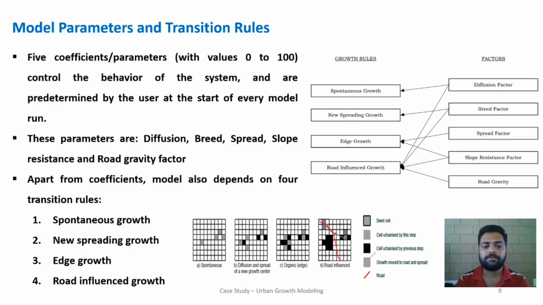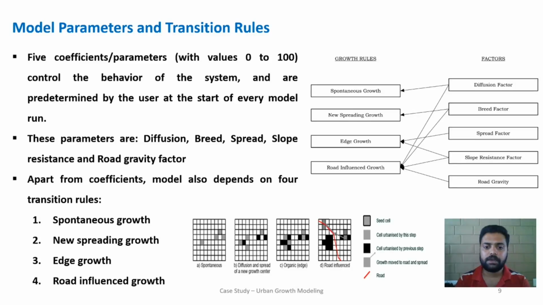And at the last, we have the road gravity factor. As you all know, highways and other major roads attract a lot of urban growth. And lastly, we have various rules, called transition rules. As I discussed earlier, in cellular automata the basic thing that simulates is the transition rule. So in SLEUTH, we have 4 inbuilt transition rules. The first one is spontaneous growth. Then we have new spreading growth, edge growth, and road influence growth.